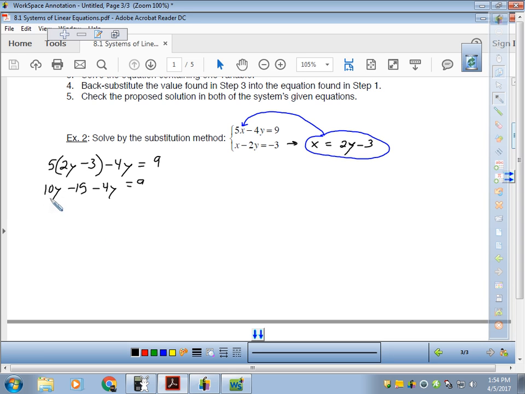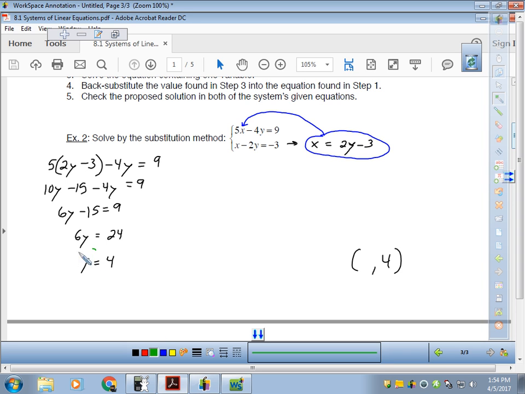Combine like terms. 10y minus 4y is 6y, minus 15 equals 9. Add the 15 across. So 6y equals 9 plus 15. That's 24. And then divide both sides by 6. We get y equals 4. So we know half of our answer. Our answer is going to be something, comma, 4. But I need to know the x.